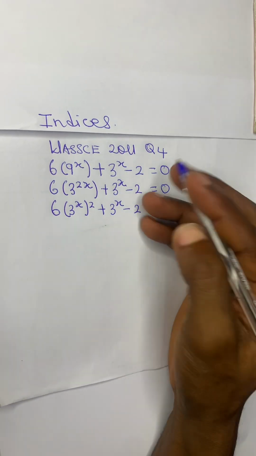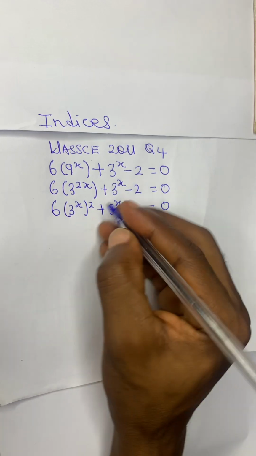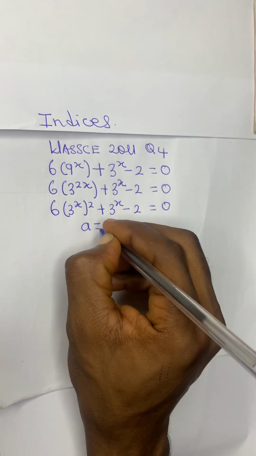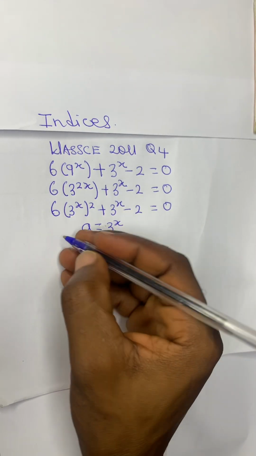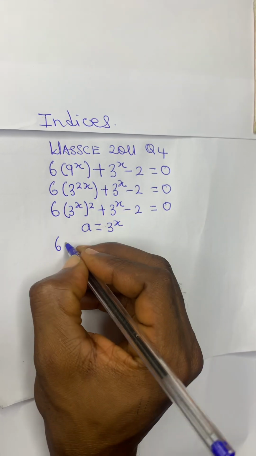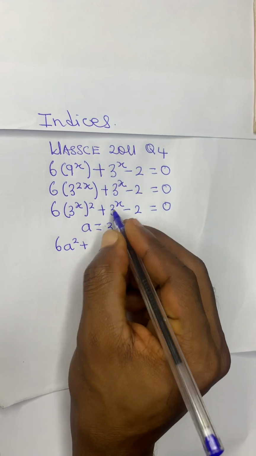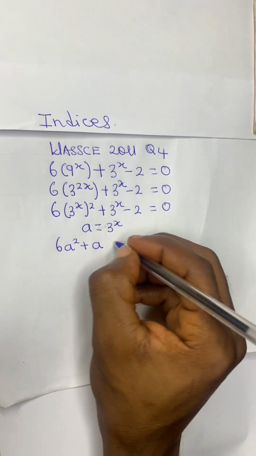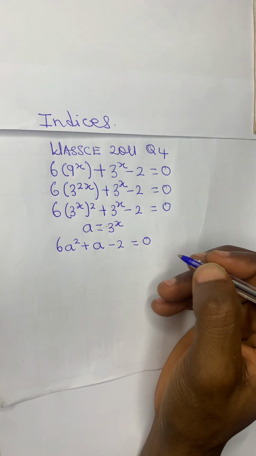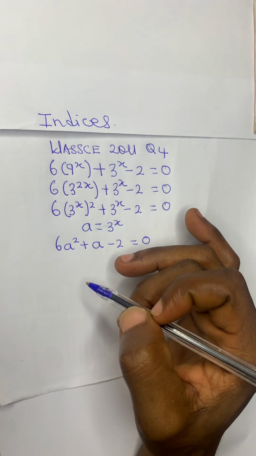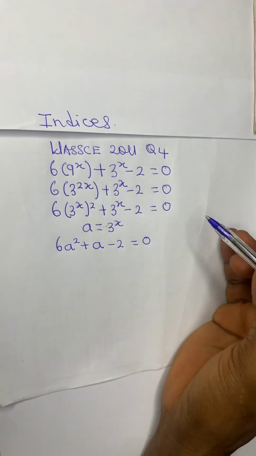Now the next thing to do, we need to represent 3 to the power x with a variable. So let's say a is equal to 3 to the power x. Now by substituting, we have 6a to the power 2, plus a minus 2 is equal to 0. So this is a polynomial with degree 2, or basically, a quadratic equation.